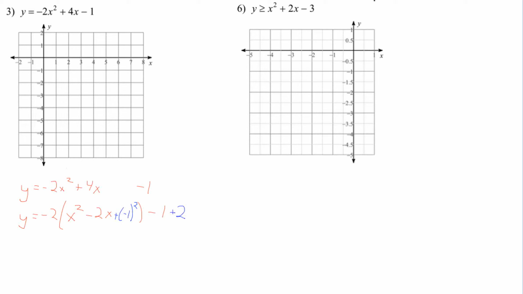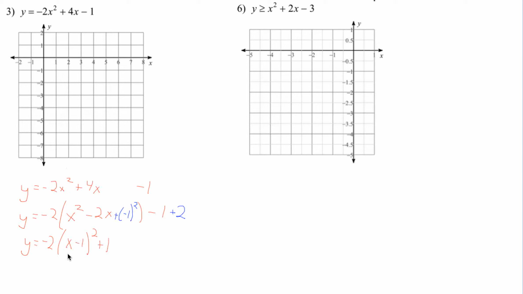So that's the part where we completed the square, and now we can write this in its vertex form. So we got our negative 2 out here. Remember, when we complete the square, this factors to x minus 1 squared, the x coming from here, and the negative 1, we think of this. And then negative 1 plus 2 is 1.